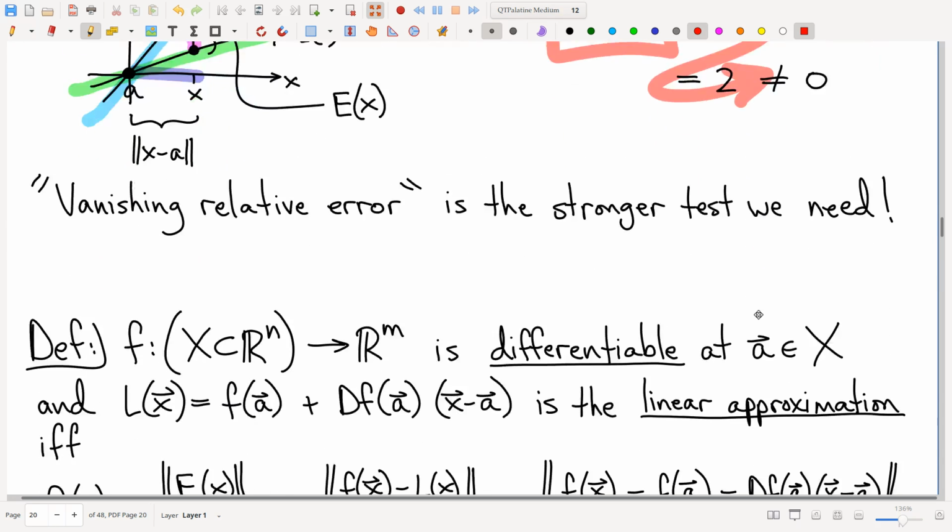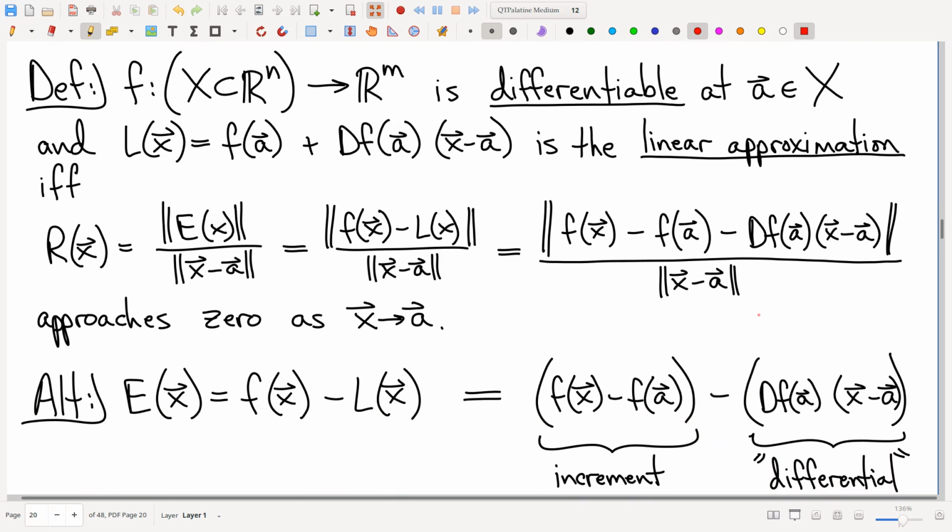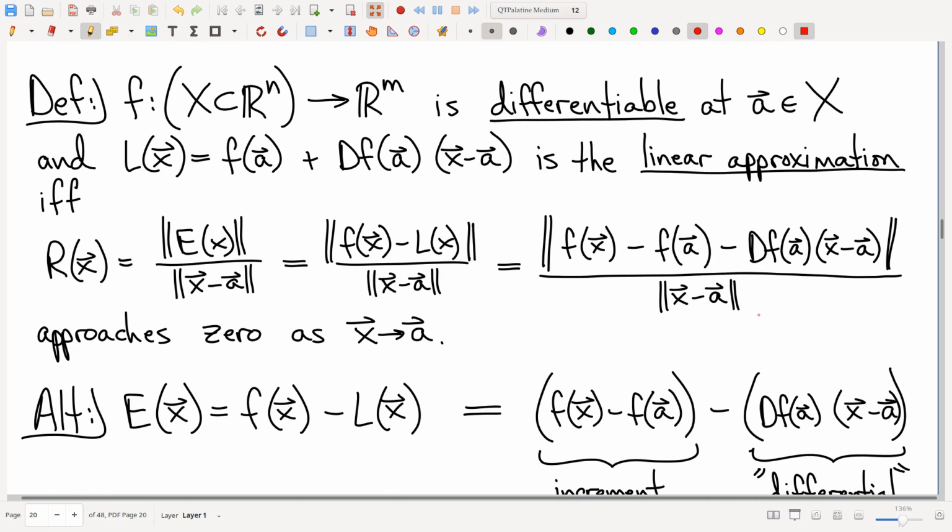Okay. So when you look at this definition down here, yikes, doesn't that look scary? I found this super scary when I first saw it. All this says is that relative error approaches 0. That's it. That's all this says. So let's walk through and see that. Relative error approaches 0 as x approaches a.